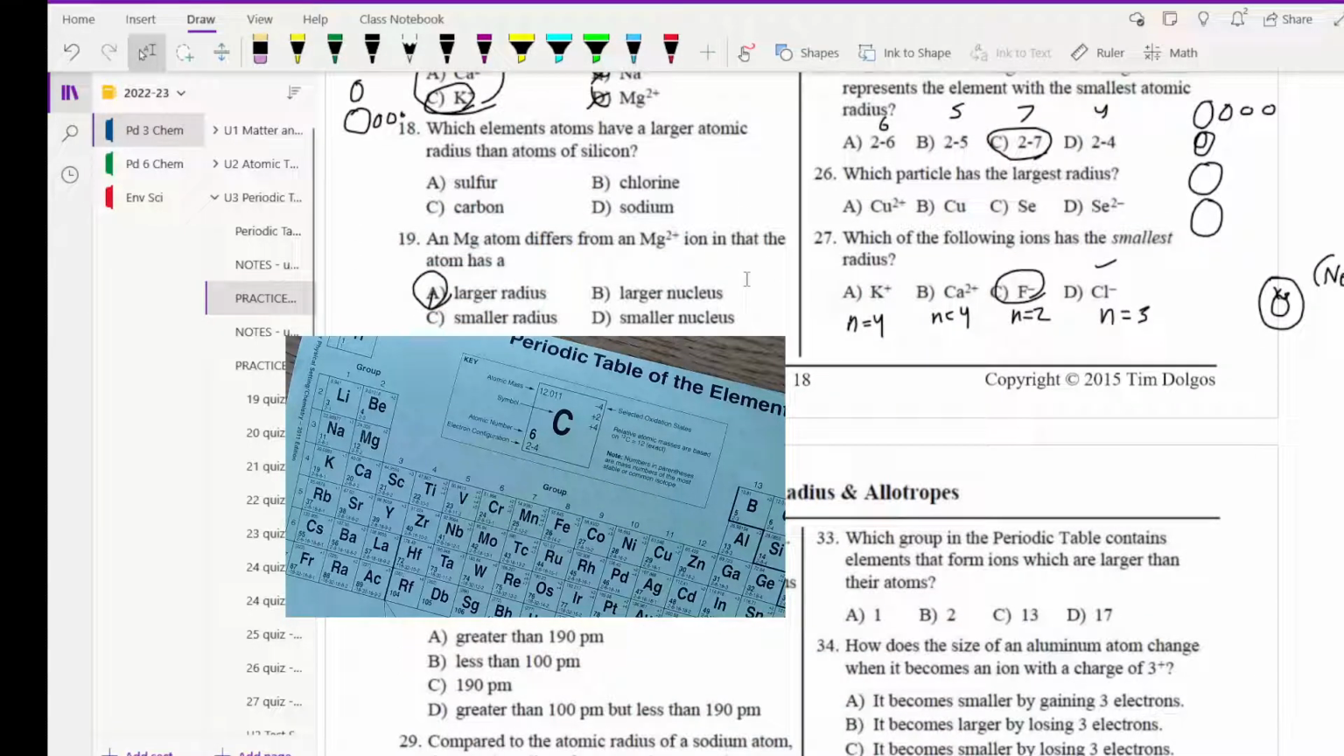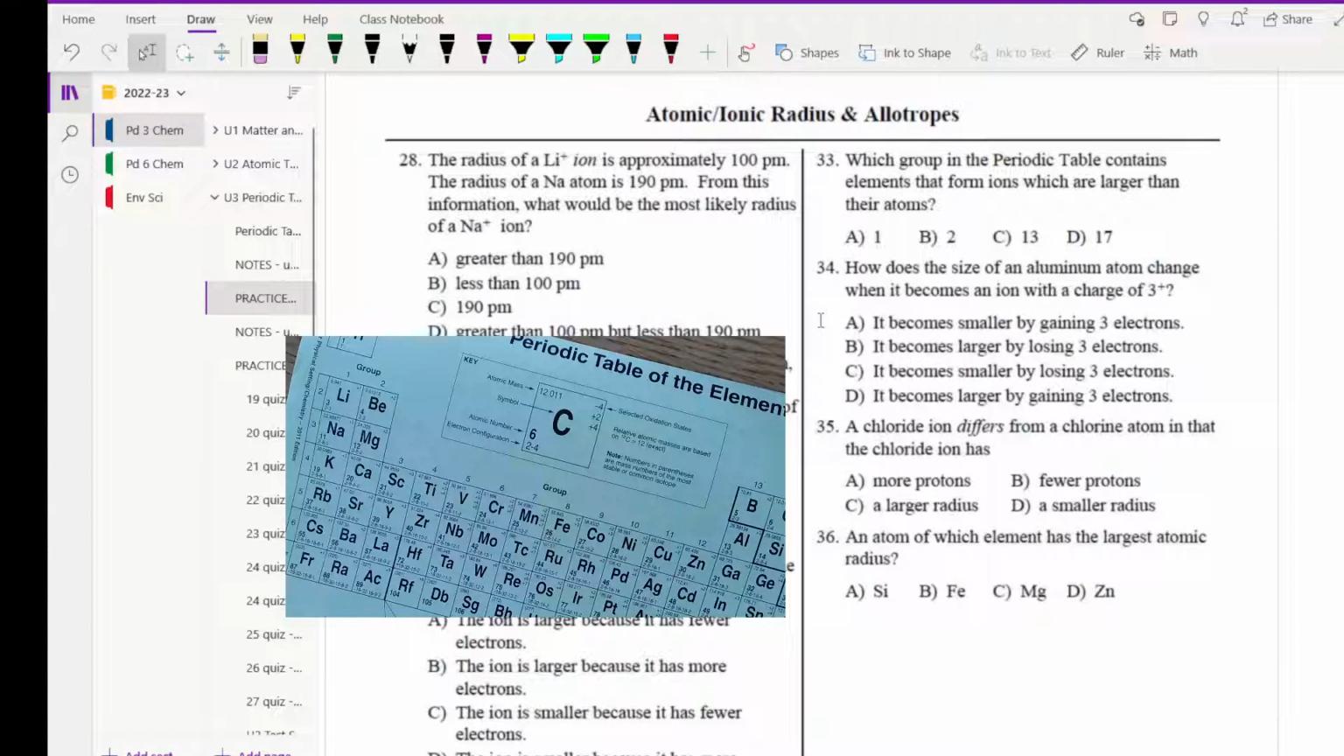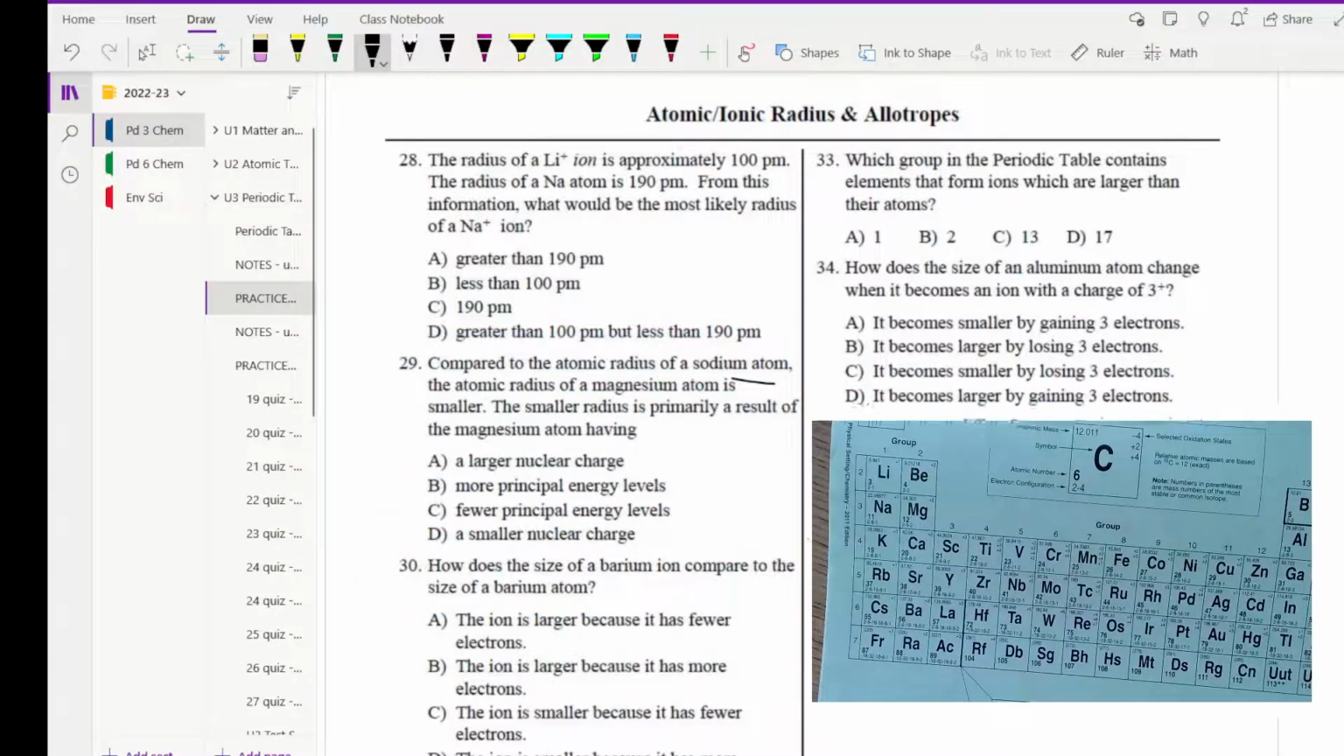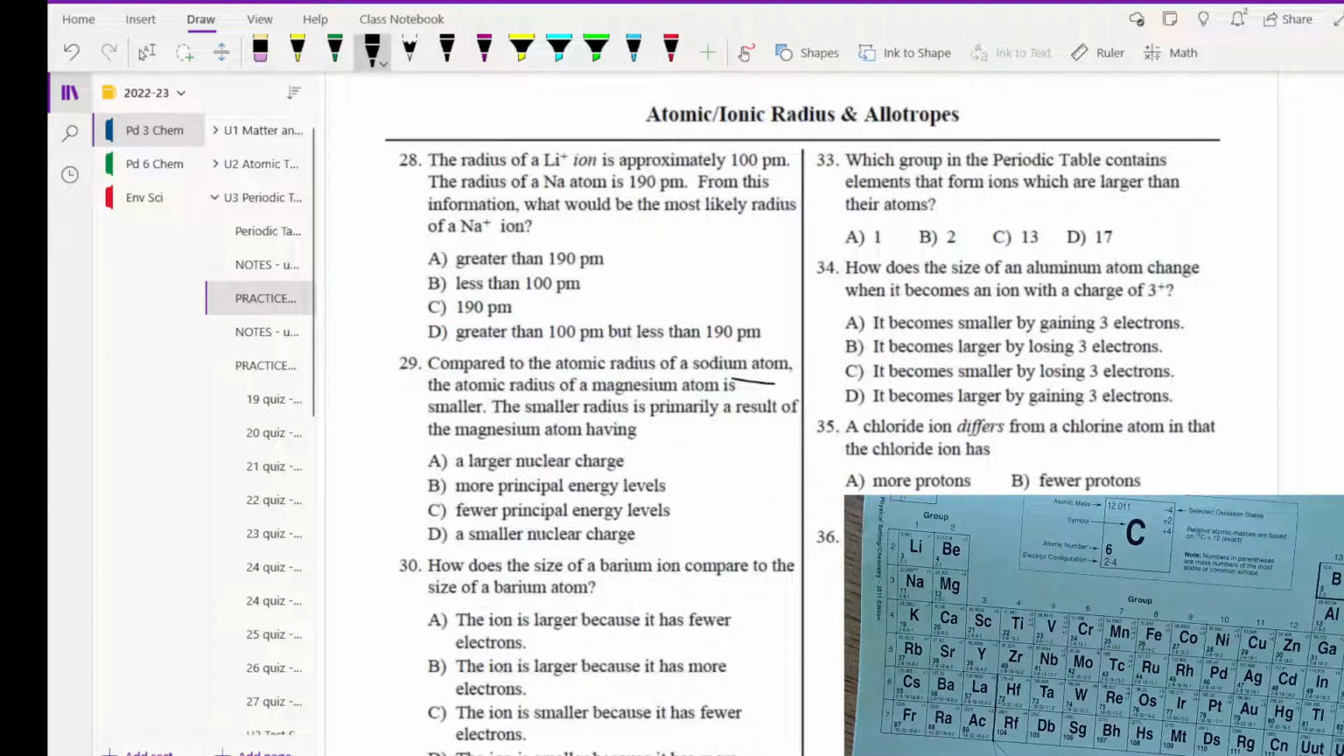All right, and I think we're supposed to move on to page 20. So we're almost there, halfway done. At this time, anyone? Okay, compared to the atomic radius of a sodium atom, the atomic radius of a magnesium atom is smaller. The smaller radius is primarily a result of magnesium having what? All right, just take a look at the periodic table and see if we can make sense of this.